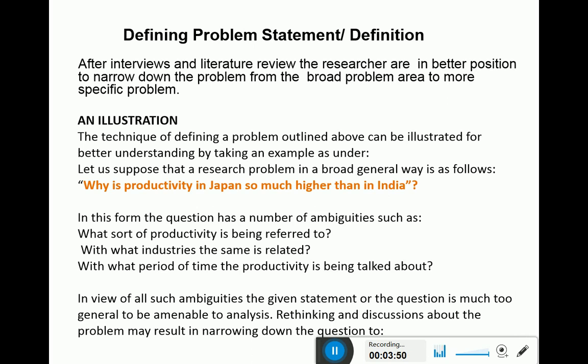What productivity? Machine productivity, labor productivity, organizational productivity? No, productivity is not defined. That's the unclearness. The second unclearness is with what industry the same is related.